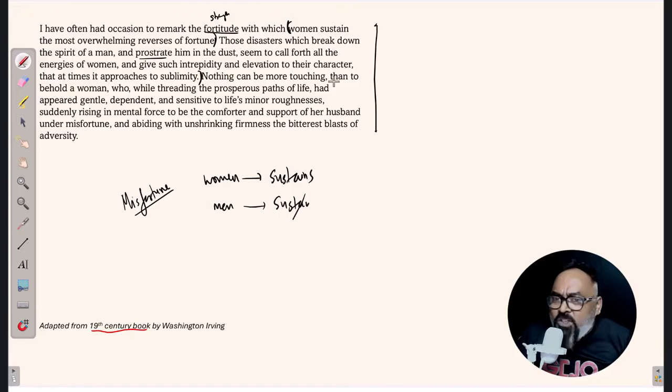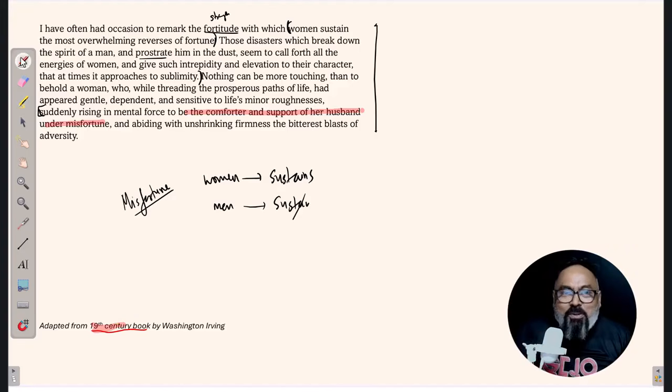Nothing can be more touching than to behold a woman who, while treading the prosperous path of life, had appeared gentle, dependent, sensitive to life's minor roughness, suddenly rising in mental strength to be the comforter and support of their husband under misfortune, and abiding with unshrinking firmness the bitterest blast of adversity. Now I know that you might be saying, sir, this particular passage is a really sexist passage. Yeah, it is okay, 19th century is okay. This is just for reading comprehension. Please don't kill me.